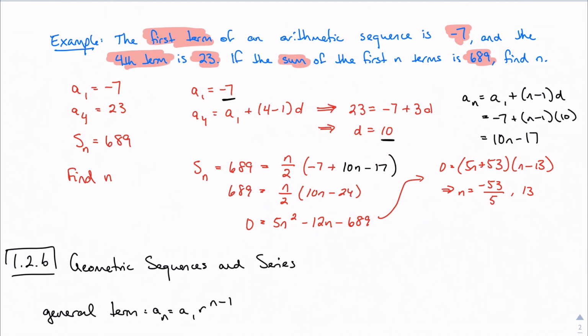Well, the only answer that I care about is the one that's a positive integer, because I can't count to -53 over 5 relatively nicely, so that's going to go away. And the only case I have is n is a positive integer, so n is 13.